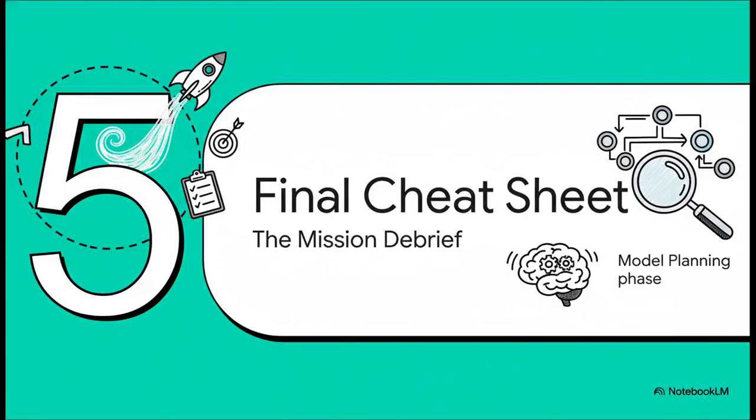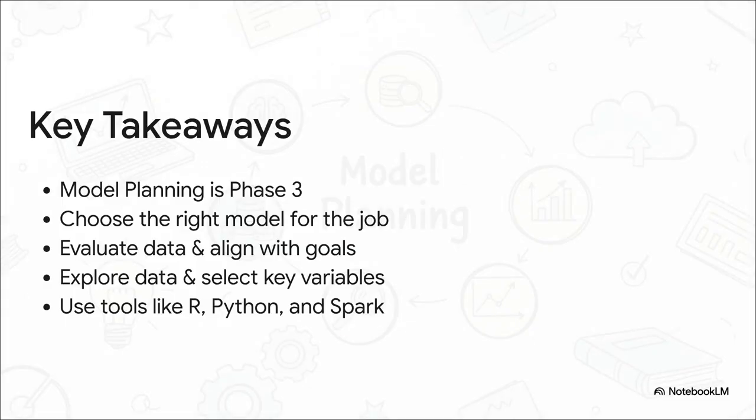All right, let's wrap this all up with a quick mission debrief. Think of this as your final cheat sheet. The key things you absolutely need to remember. So, let's recap. First, model planning is phase 3. Second, the whole thing is about strategy, picking the right model for the job. You've got to evaluate your data structure and always align with the main goals. Then, you explore that data and pick out the most important variables. And of course, you use awesome tools like R, Python, and Spark to pull it all off.